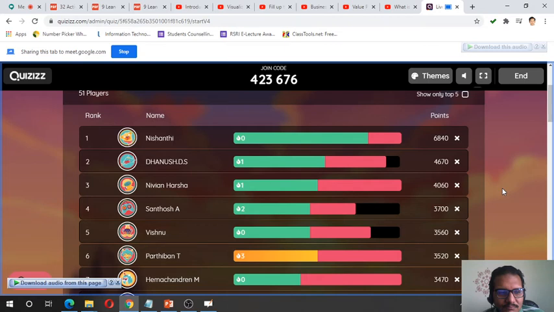Okay. Ashwant is also within the top. Vishnu is there in top 3. Great. Dhanush completed.